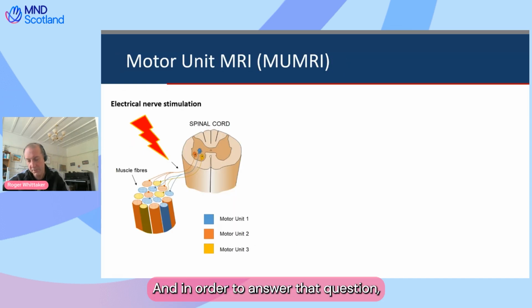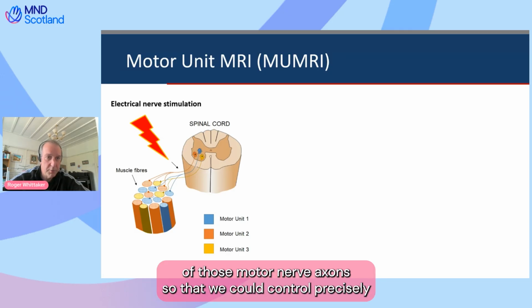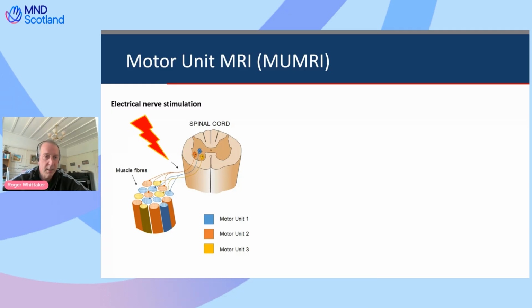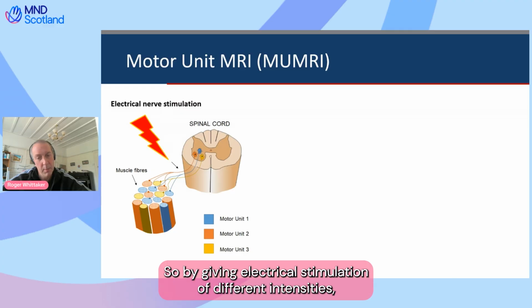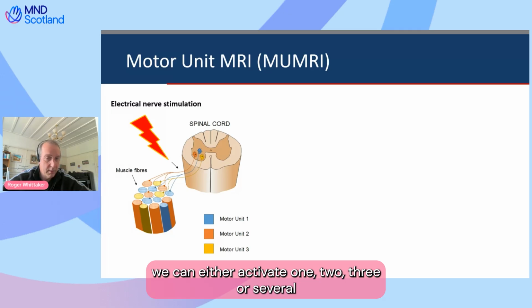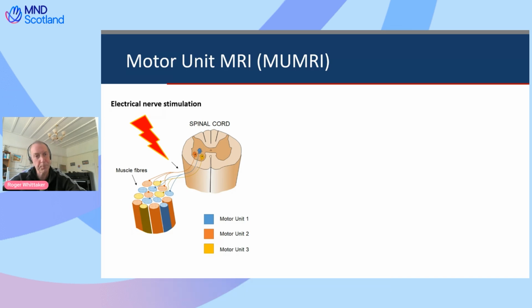In order to answer that question, we used electrical stimulation of those motor nerve axons so that we could control precisely the activity of the motor units. By giving electrical stimulation of different intensities, we can activate 1, 2, 3, or several hundred motor units, depending on the stimulus that we deliver.